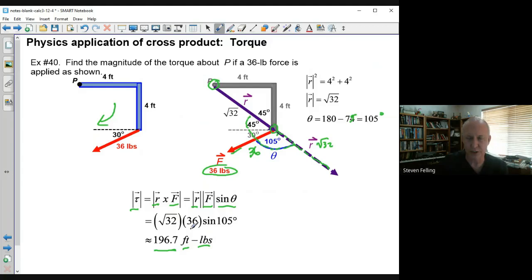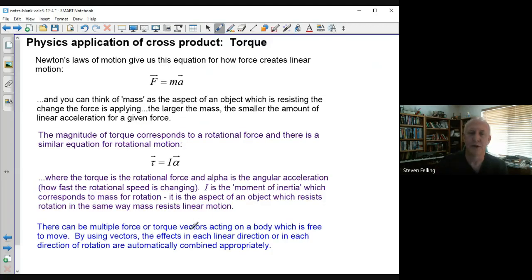As far as computation, kind of conceptually, we know that Newton's laws of motion give us this equation for how forces create linear motion, right? We know that force is equal to mass times acceleration. So you can think that if you're applying a force, then the mass is basically a proportionality constant to say how much acceleration, how much change in speed happens because of the force we applied.